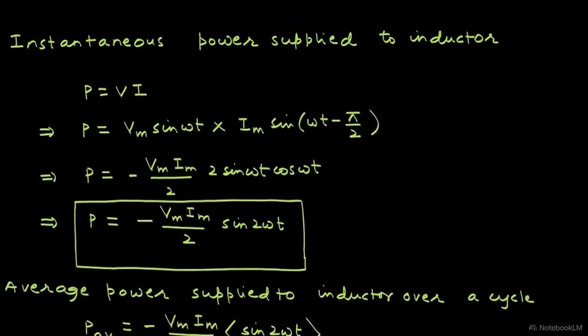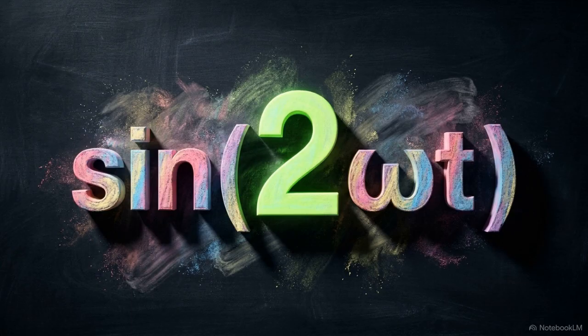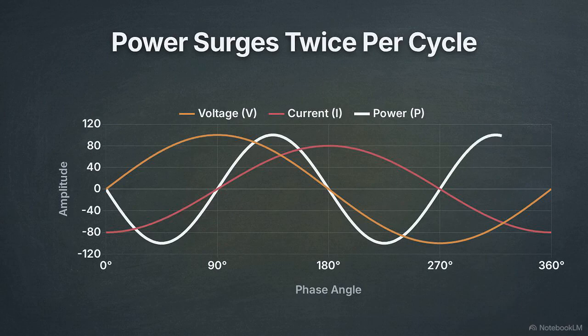Stepping through the trigonometric simplification of multiplying these sine waves leads directly to our final boxed equation. The key feature is the sine 2 omega t term. This indicates that the power is oscillating at exactly twice the speed of the voltage. Plotting this double frequency power wave over our existing waves, it completes 2 full cycles for every voltage cycle.